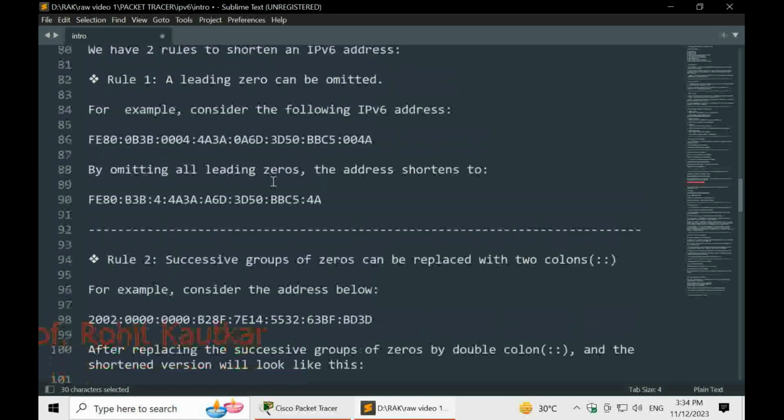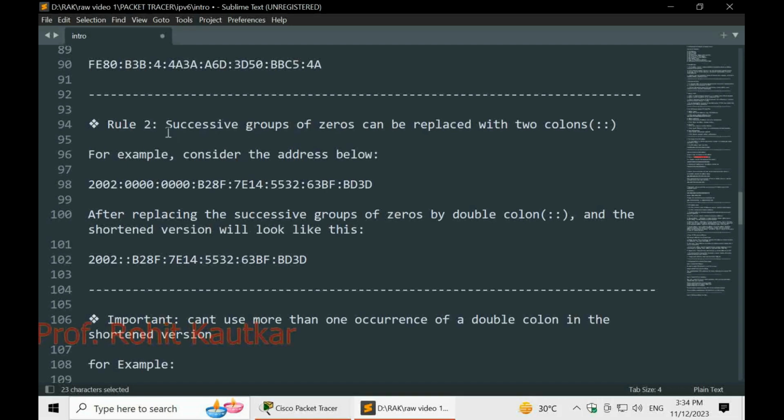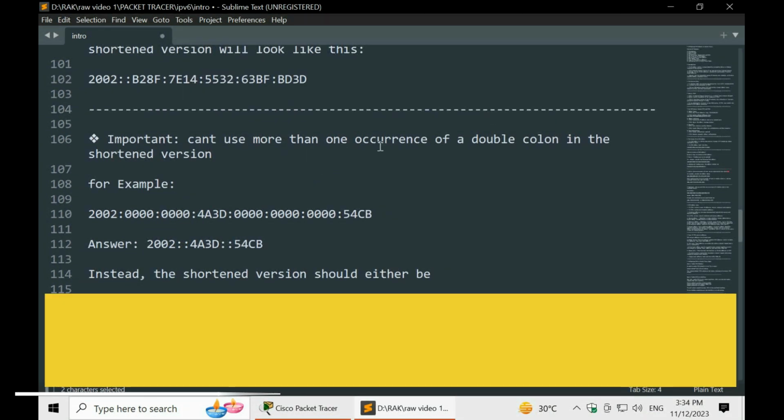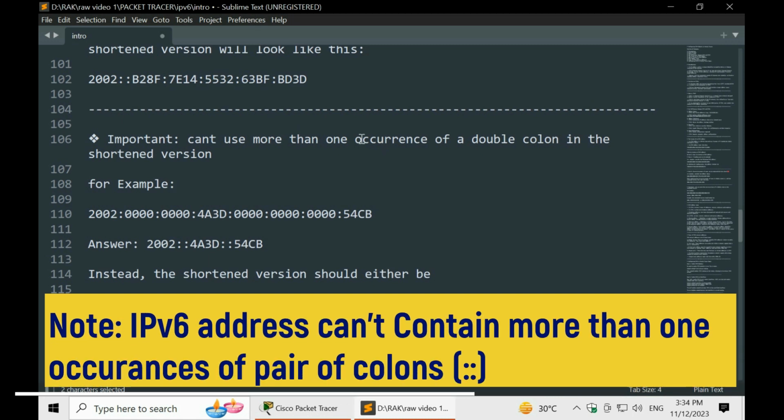So friends, we are telling you 2 rules. One rule is saying leading 0 can be skipped. The second rule is saying successive groups of zeros can be replaced with the pair of colons. But there is one precaution we have to take, and that precaution is that we cannot use more than one occurrence of this double colon.